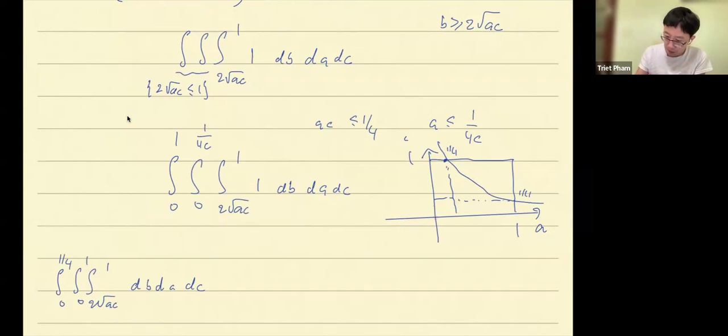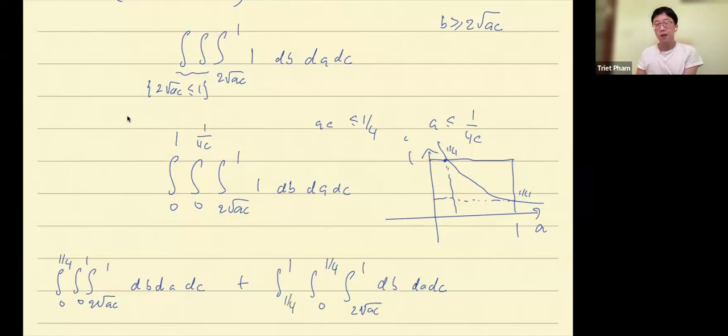So that's this part. The second one, dB, dA, dC. B runs from square root of 2AC to 1, but A runs from 0 to a quarter. And C runs from a quarter to 1. You have to be careful, okay?